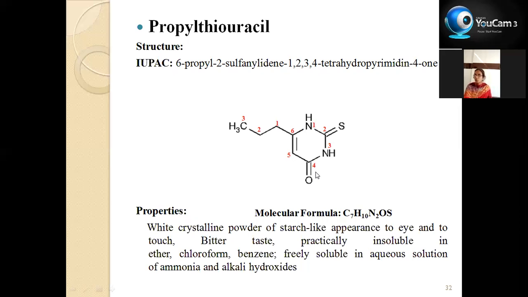In the fourth position oxygen is there, in the second position sulfur, and in the sixth position propyl is there. Means 1, 2, 3, 3 carbon atoms means propyl. So 6-propyl, 2-sulfanylidene. This is the pyrimidin-4-one. So this is the structure and IUPAC name. And properties are: it is a white crystalline powder, bitter taste, and it is insoluble in ether, chloroform, benzene, but it is freely soluble in aqueous solutions of alkali hydroxides.